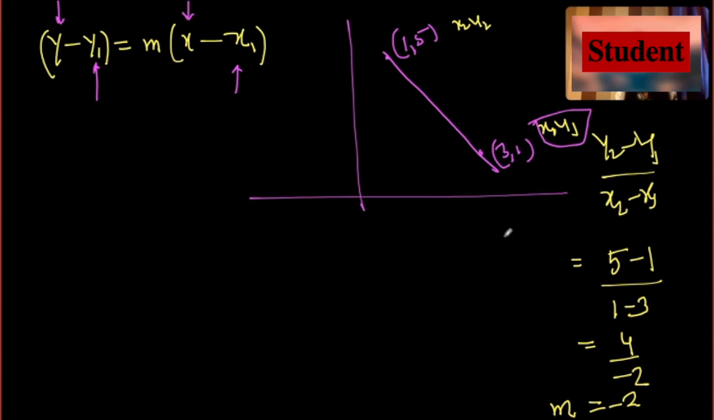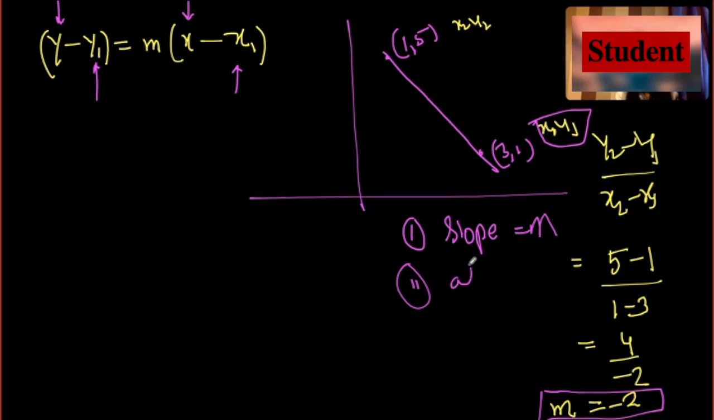Okay. As I told you before, to make a straight line, you need a slope, which we have calculated. And you need a point. We are very much privileged because we have 2 points. I can take any of them according to myself. Clear? So let's make the equation of this line.